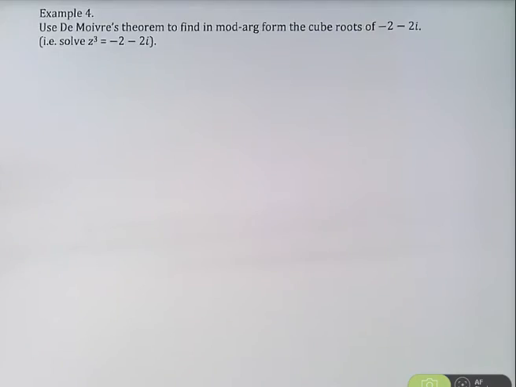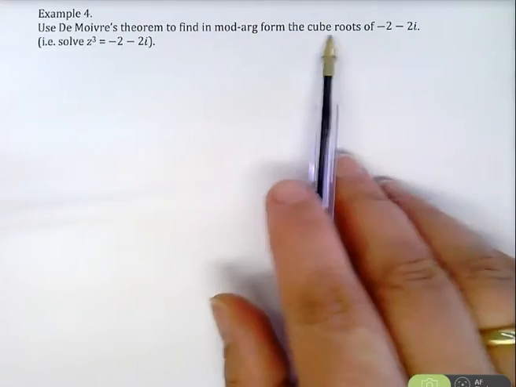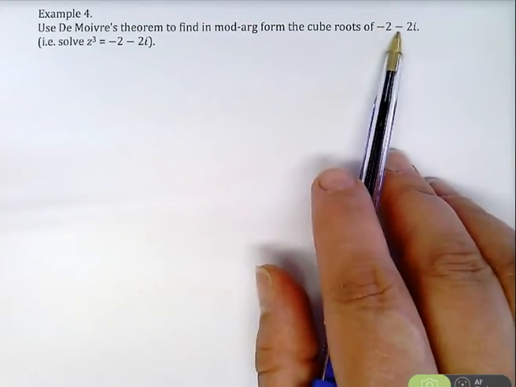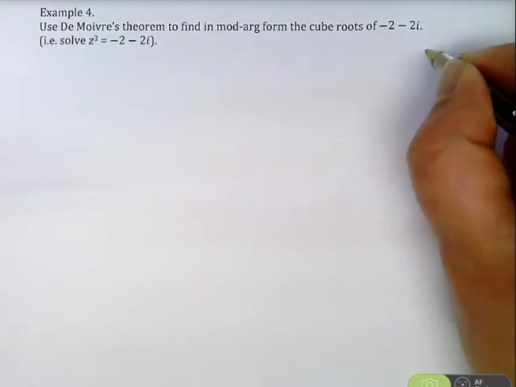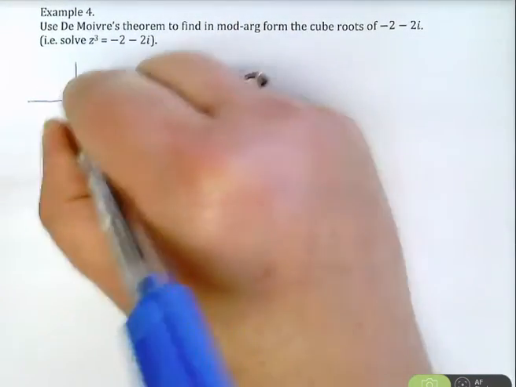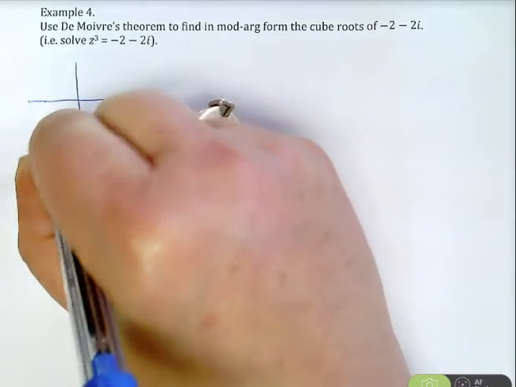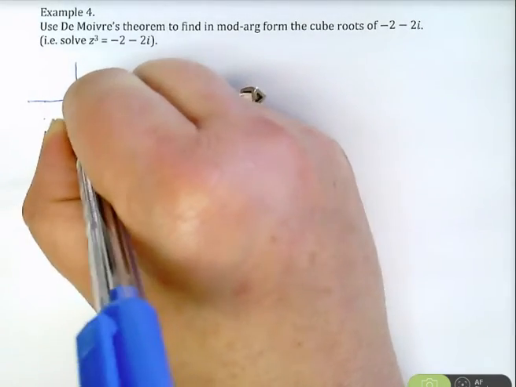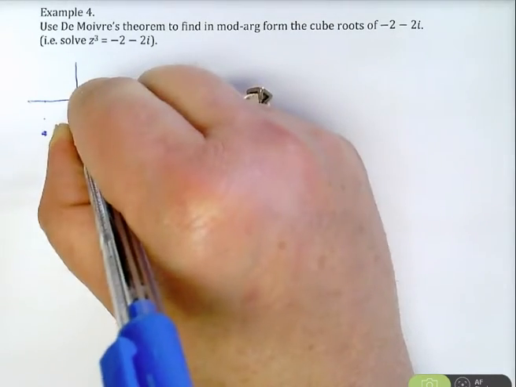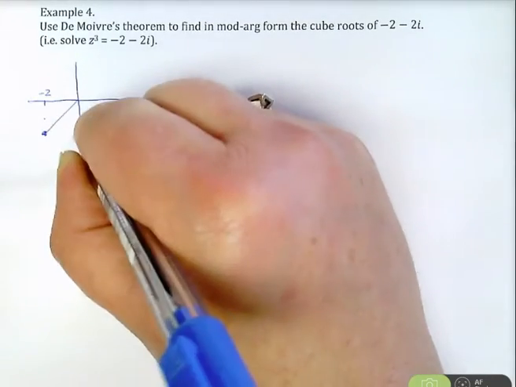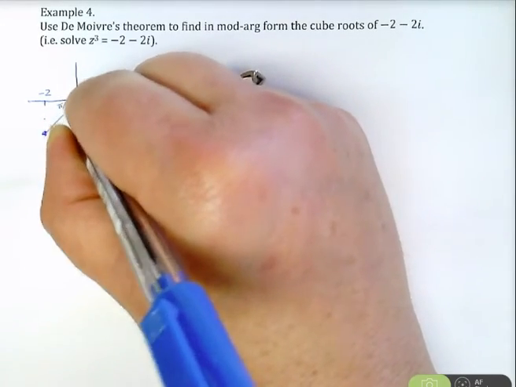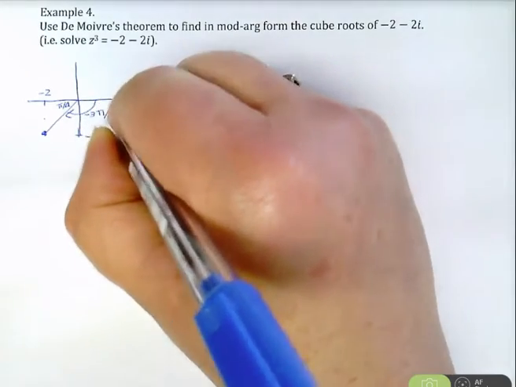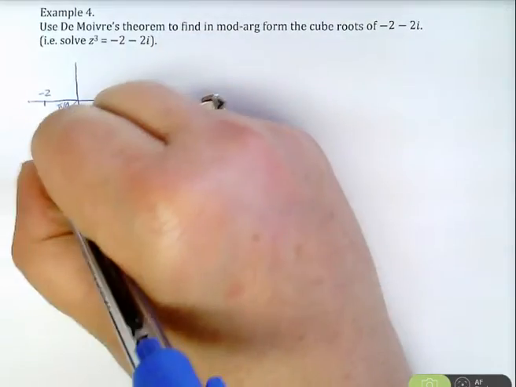Another example: use De Moivre's theorem to find in mod arg form the cube roots of -2 minus 2i. If you look at what we've been doing earlier, the complex number needs to be in mod arg form first, but our complex number is not in mod arg form, so let's write it in mod arg form first. So -2 minus 2i is down here. This is our complex number. Now, this angle here is going to be 45 degrees, so the argument is -3 pi on 4.